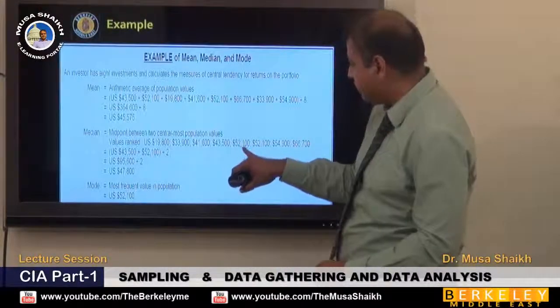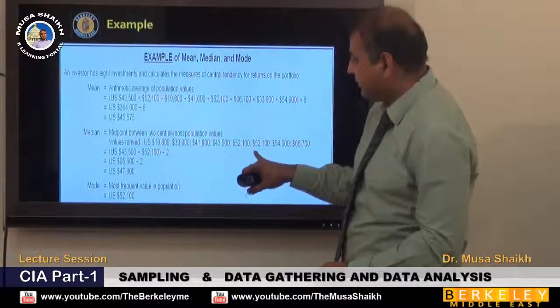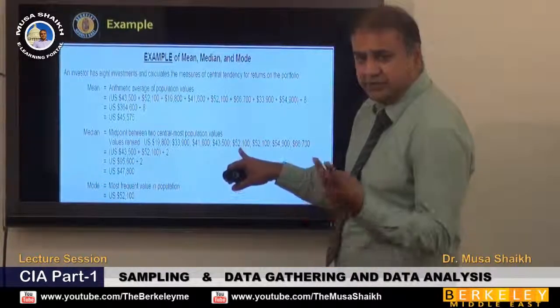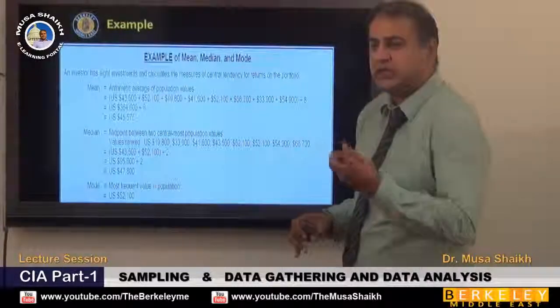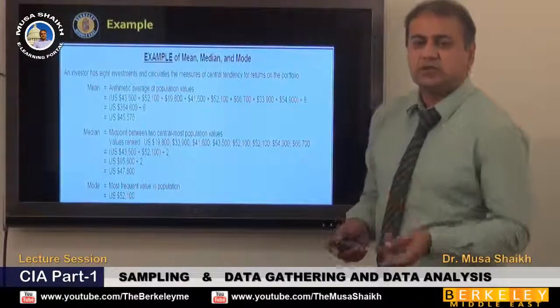You can see 52,000 appears one time, two times. This is the only value which is repeated two times. So this is the most recurring value, and that is called the mode.